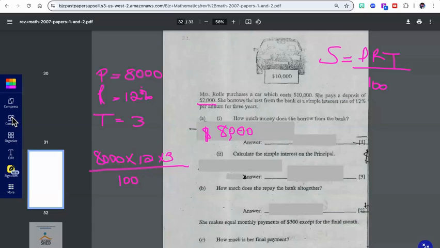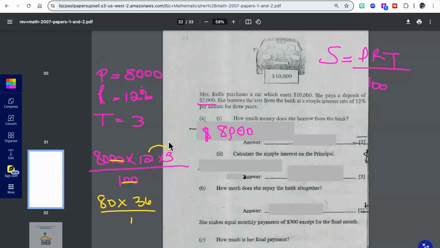Zeros cancel out. 2 zeros at the top cancel with 2 zeros at the bottom. I do have an extra 0 at the top, but I do not have an extra 0 to cancel at the bottom, so I have to leave that. So that's going to be 80 times, we can multiply 12 times 3. So multiply your small numbers together. 12, 24, 36 over 1. 80 times 36.